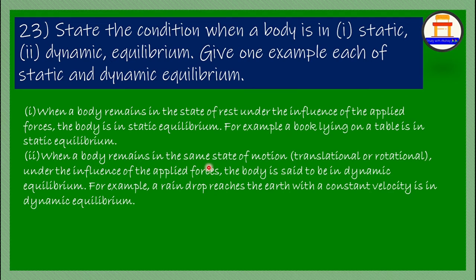When a body remains in a state of motion, whether translation or rotation, under the influence of applied force, the body is said to be in dynamic equilibrium. So if it continues in the state of motion, then it is said to be in dynamic equilibrium. Example: a raindrop reaching the earth with constant velocity is in dynamic equilibrium. Other examples are given in the lesson. Go back to the playlist, watch it, and then come back to this.